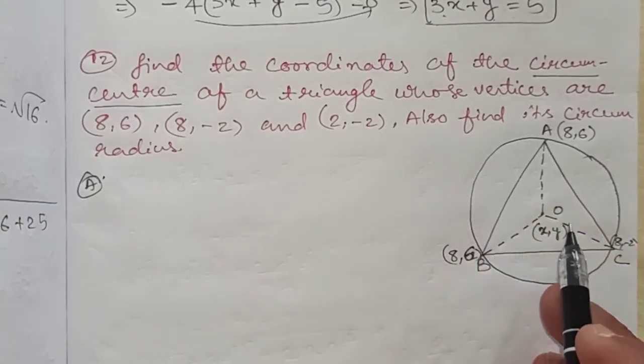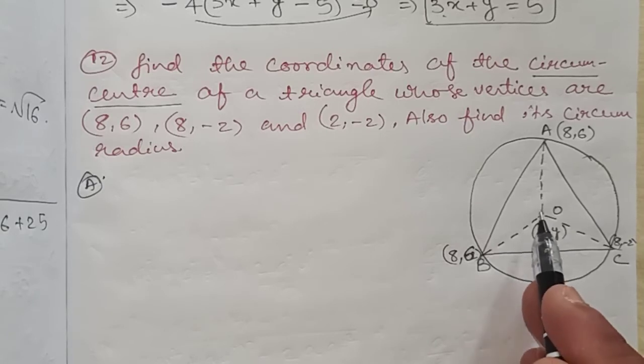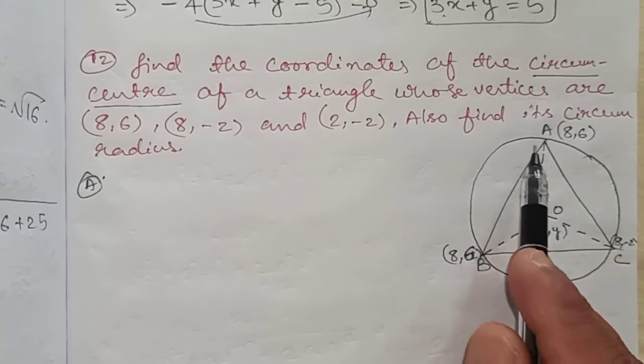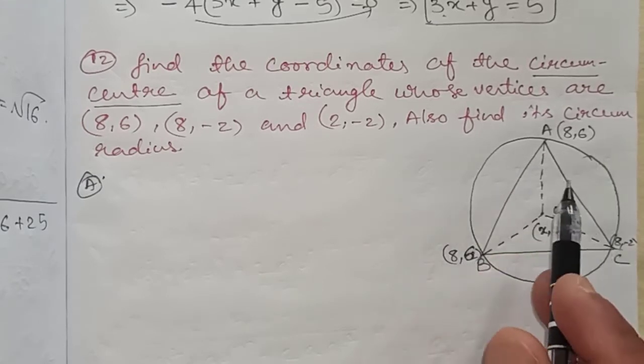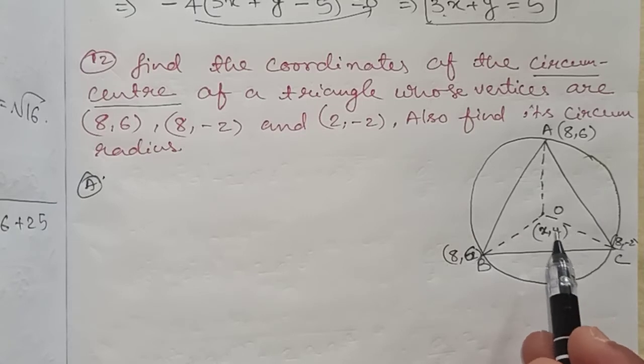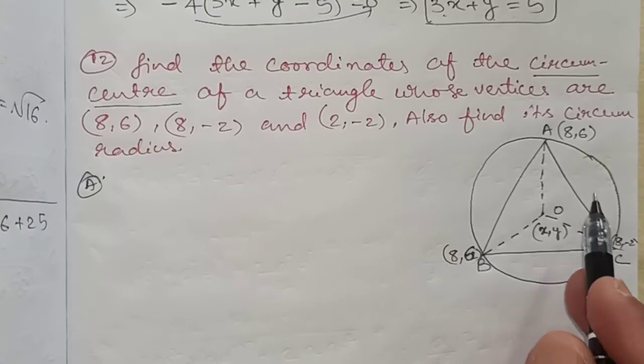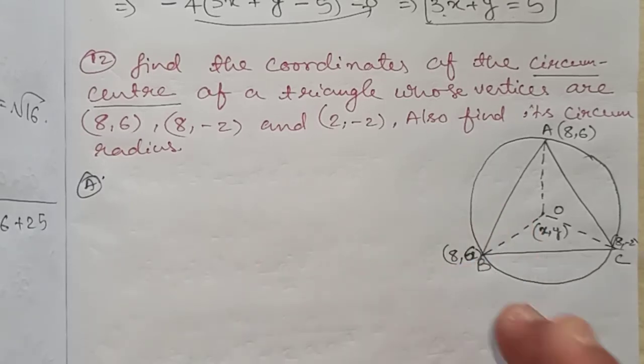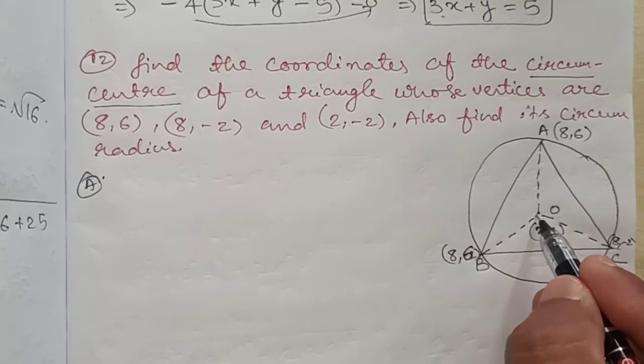Inside a circle we draw the triangle, and the center of that circle will be called the circumcenter, because this triangle is circumscribed inside the circle. Circumscribed means the triangle is drawn inside the circle, and incircle means the circle is drawn inside the triangle. So these are the two different words you have to remember, circumcircle and incircle. And this center is called the circumcenter.